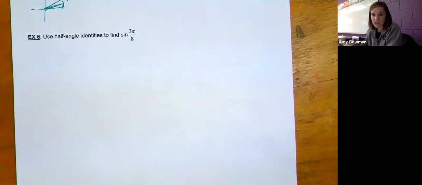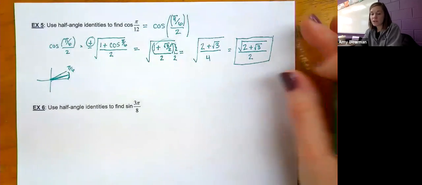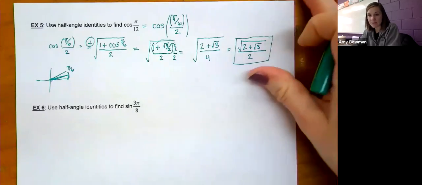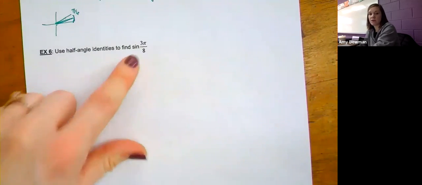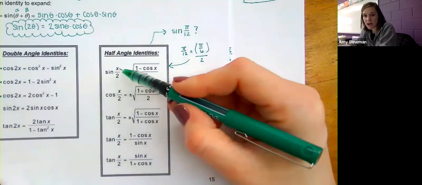I'm going to walk you through another one here, example 6. Use half angle identities to find the sine of 3 pi over 8. Just like we started here, first we need to figure out what is the value on the unit circle that this 3 pi over 8 is half of. I don't have 3 pi over 8 on my unit circle, but this is exactly half of another unit circle value. Just a reminder, here is my sine formula for the half angle.